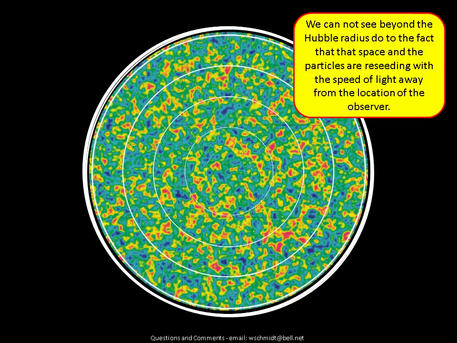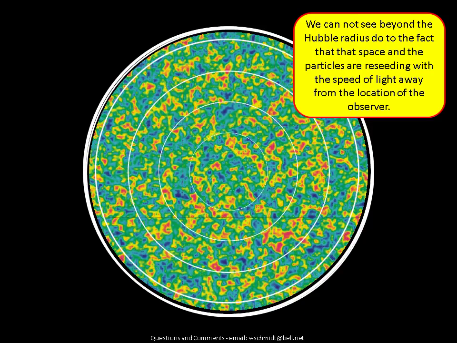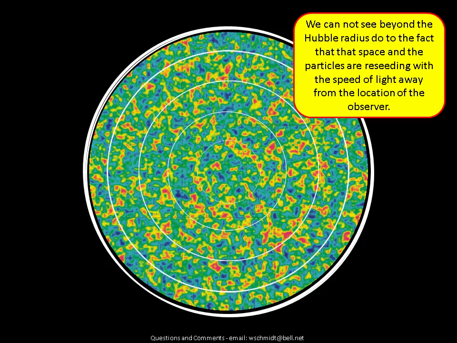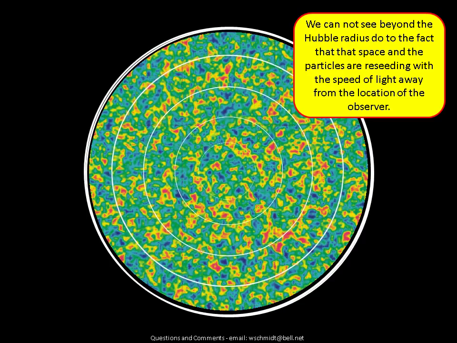We cannot see beyond the Hubble radius due to the fact that space and the particles are receding with the speed of light away from the location of the observer.